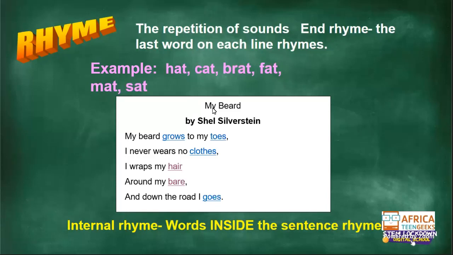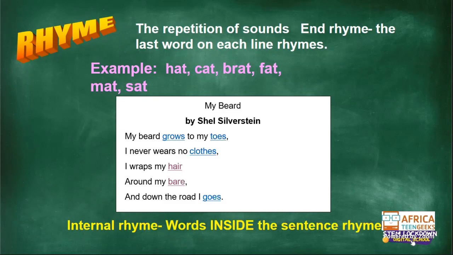And here's an example of a poem that has a lot of rhyming words. It says, My Beard by Shel Silverstein. My beard grows to my toes. I never wears no clothes. I wraps my hair around my bed and down the road I goes. So in this specific poem, we have an internal rhyme and an external rhyme. The internal rhyme could be the words grows and toes. Toes and clothes could also rhyme. Hair and bear rhyme, and goes, clothes, toes also rhyme.